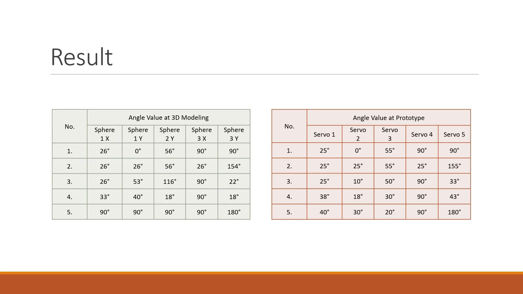50 degree. On the fourth experiment, we move the target to make the elbow a little bit to the bottom or a little bit down. We can see on sphere 2y, the value is 18 degree. On the prototype, we can see at servo 3, it's 30 degree.